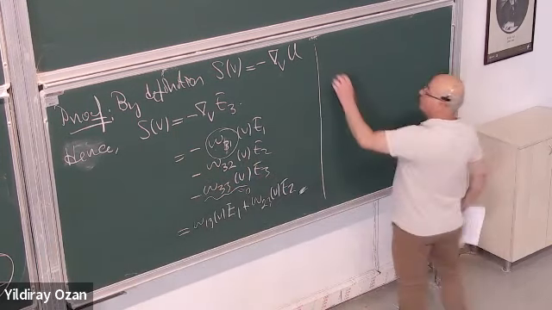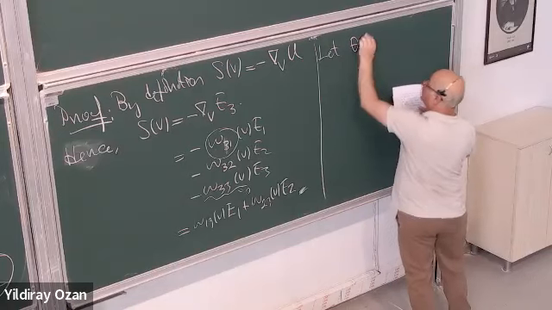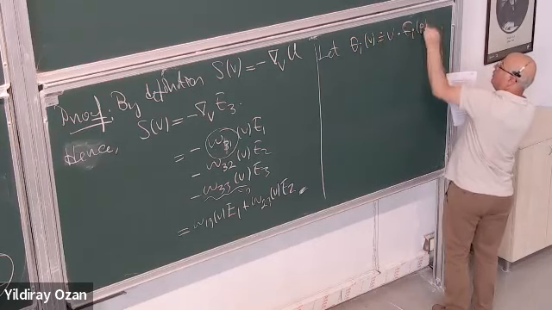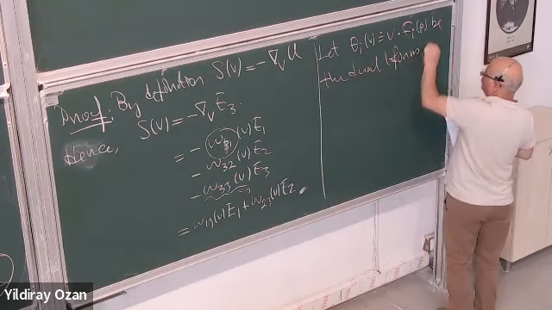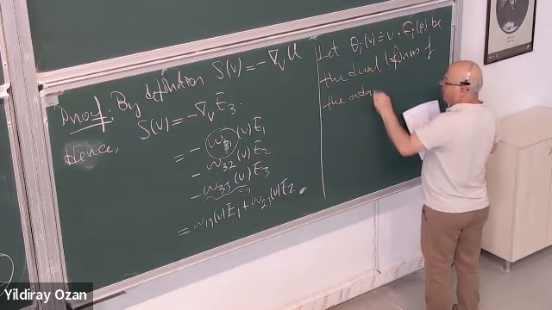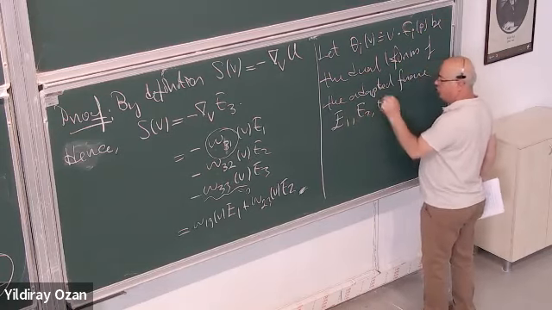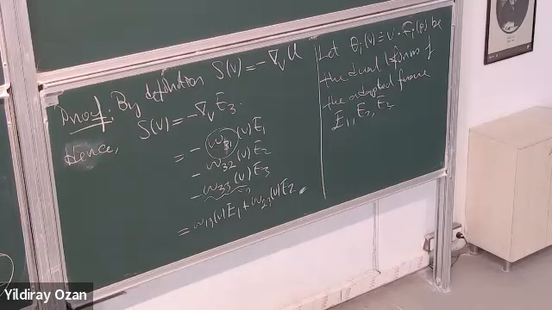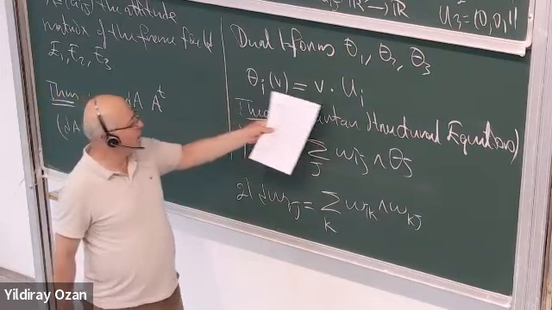Well, let θ_i be, by definition, v · E_i, the dual one forms of the adapted frame E1, E2, E3, right? For an adapted frame, θ_i's are defined this way. Adapted dual one forms are defined this way.